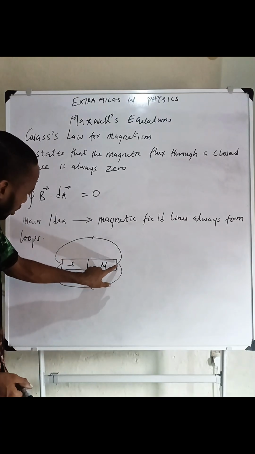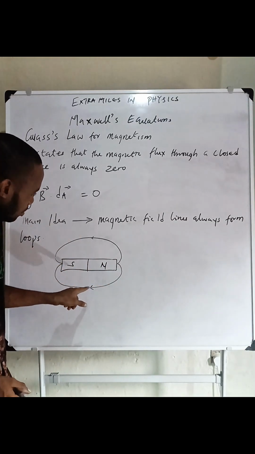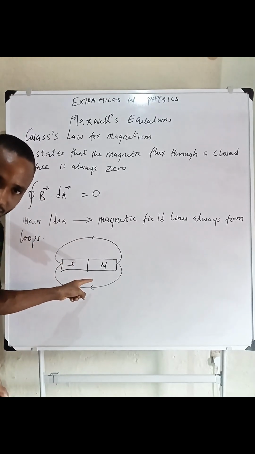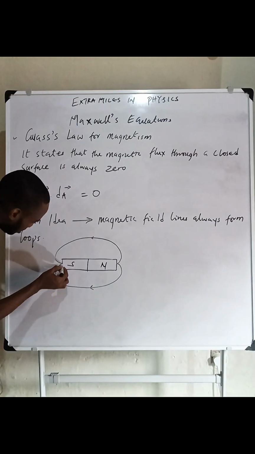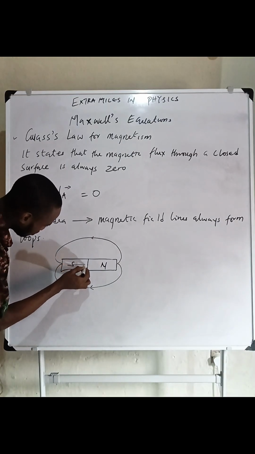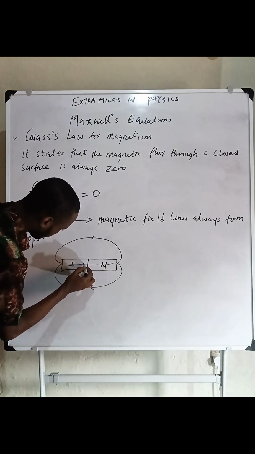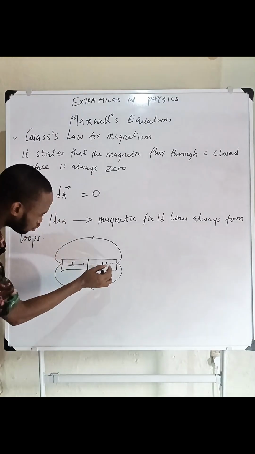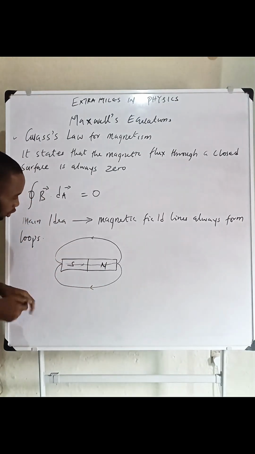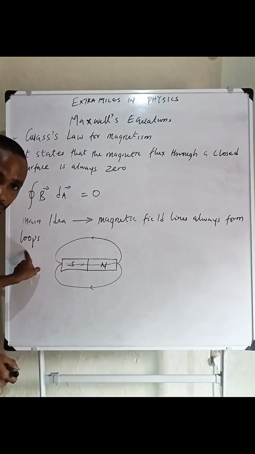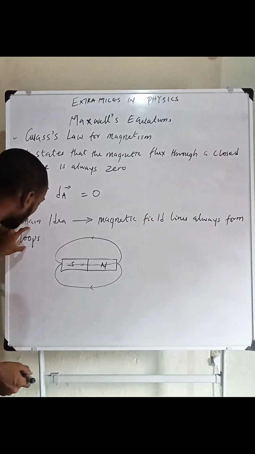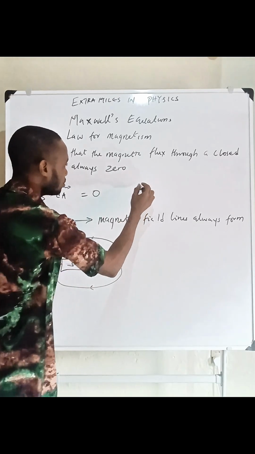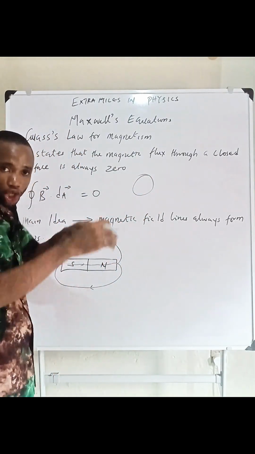So the field line moves from north to south, but this is an external movement. Follow me. Now you discover that in the internal movement, these field lines will equally go from south to north. So this is what we mean by forming a loop. I'm still going to explain magnetic monopole. But the magnetic field lines always form loops. A loop is a chain.